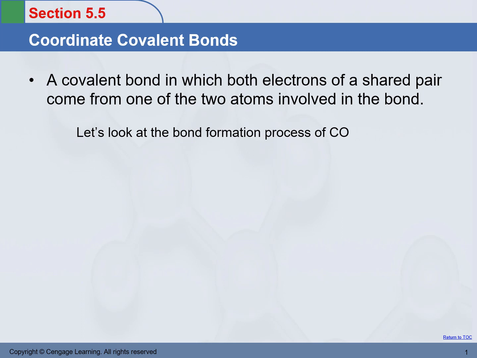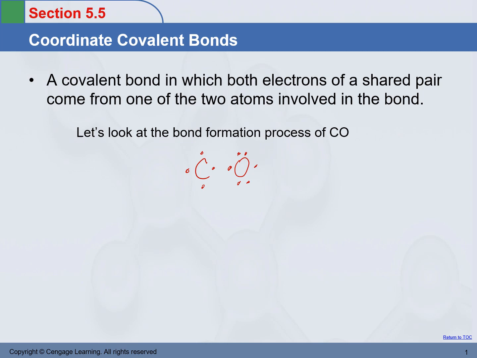Let's look at the bond formation process for carbon monoxide to have a better understanding of the concept of coordinated covalent bond. So we have a carbon atom, which has 4 valence electrons, and an oxygen that has 6 valence electrons. Neither of the two is happy by itself because they do not have 8. Now one day they come across each other, they look at each other, they realize that they are both nonmetals, they cannot fight, they start sharing.